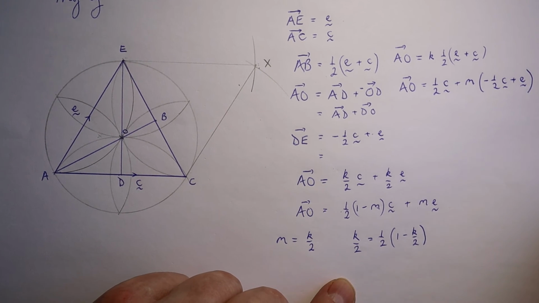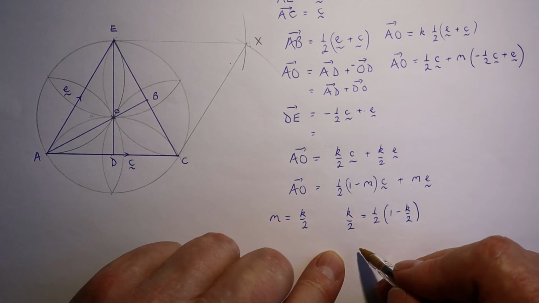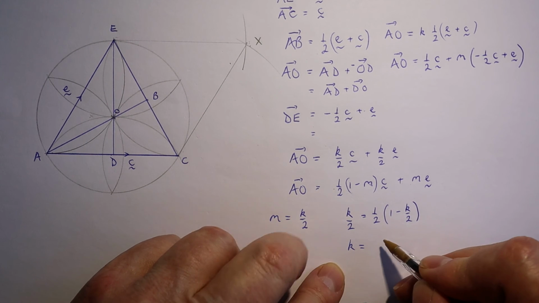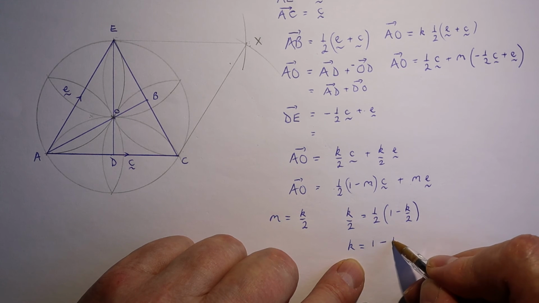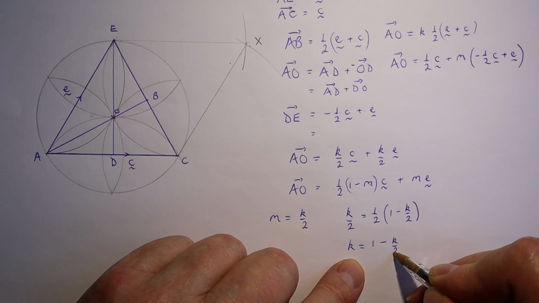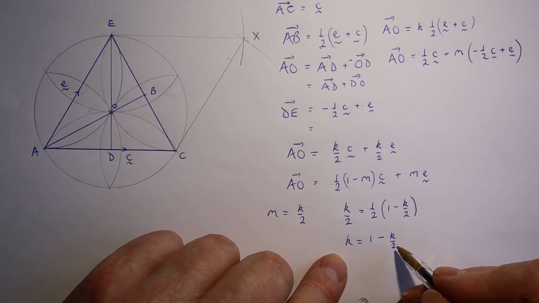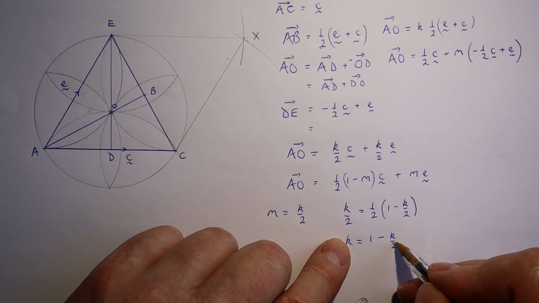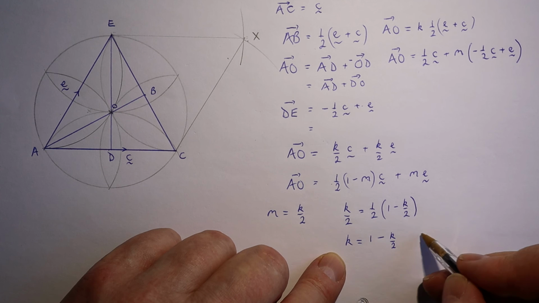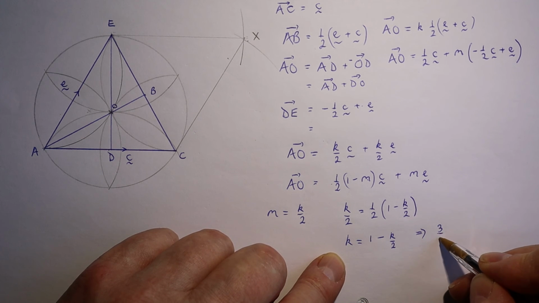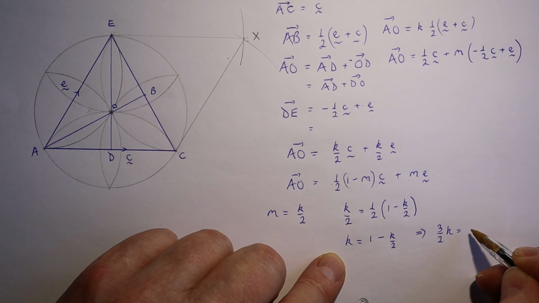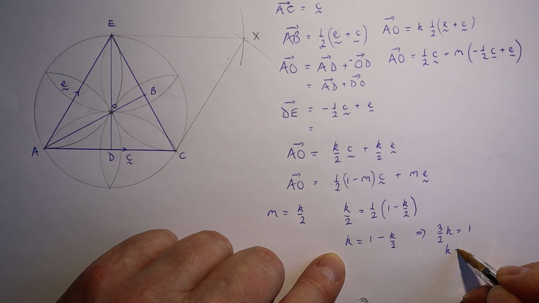Now that can be simplified by writing K is equal to, if we multiply through by 2, 1 minus K over 2. And now we're getting exactly what we want, because that means 3 over 2 K is equal to 1. 3 over 2 K is equal to 1, and K is equal to 2/3.